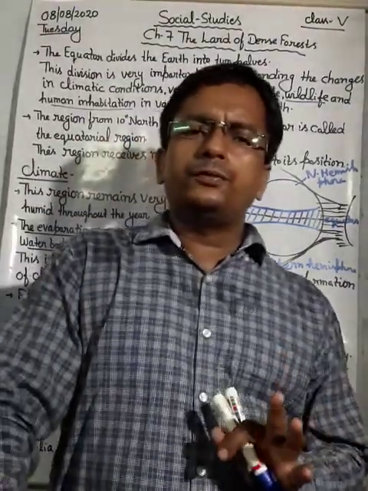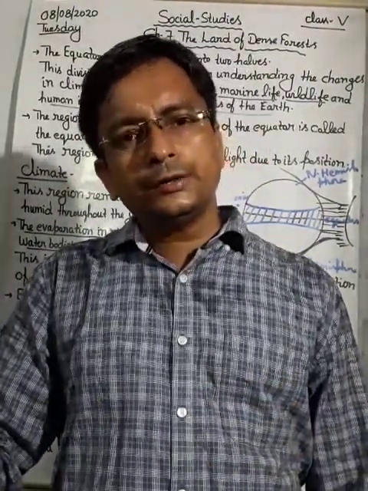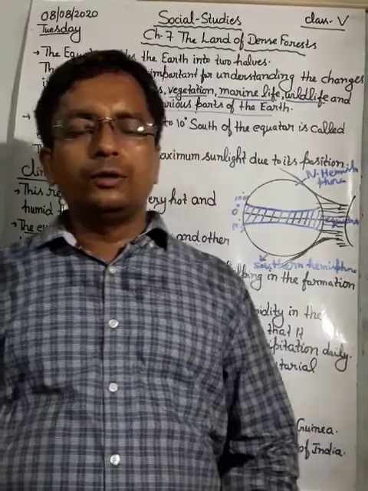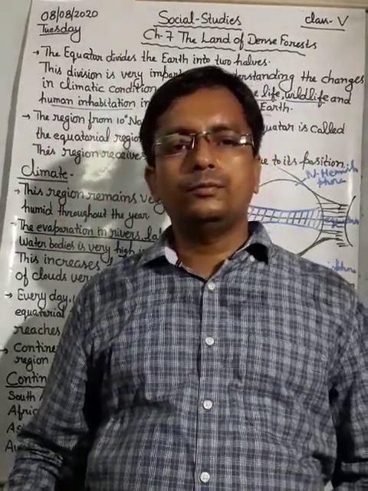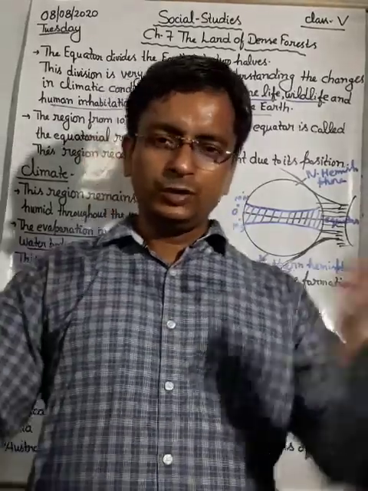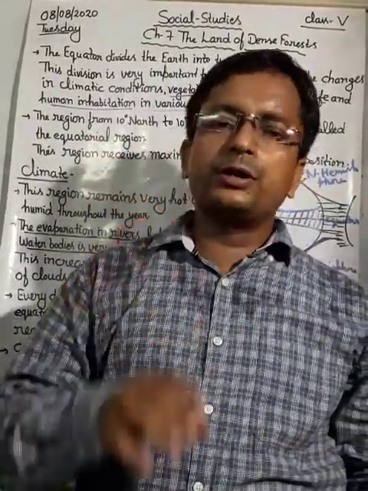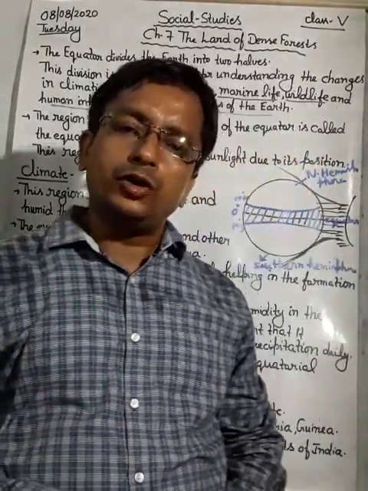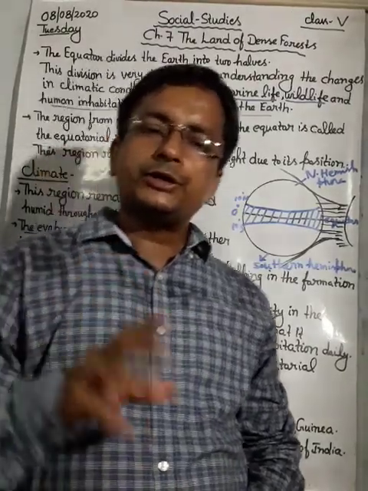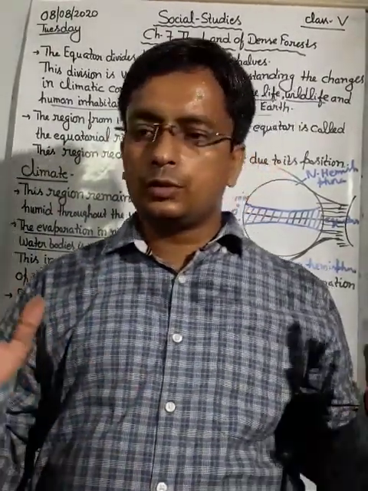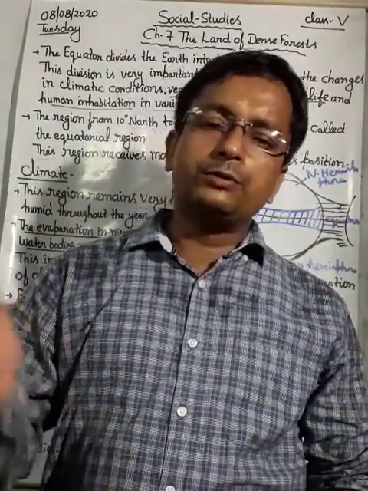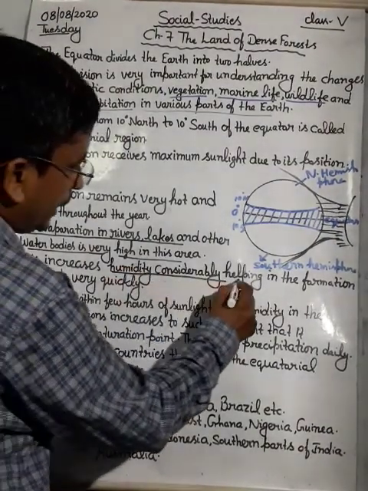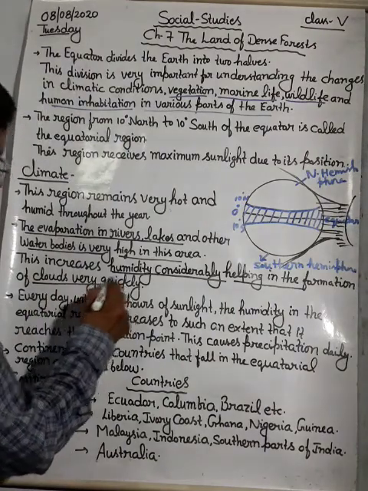Dear student, if we feel too much humidity on any day, that means rainfall will be there within a few hours. Why? Because humidity traps the clouds, and it is the cause of rain. Humidity traps the clouds. Humidity, beta, traps the clouds, holds them, because of which rain happens. So humidity considerably helps in the formation of clouds very quickly.